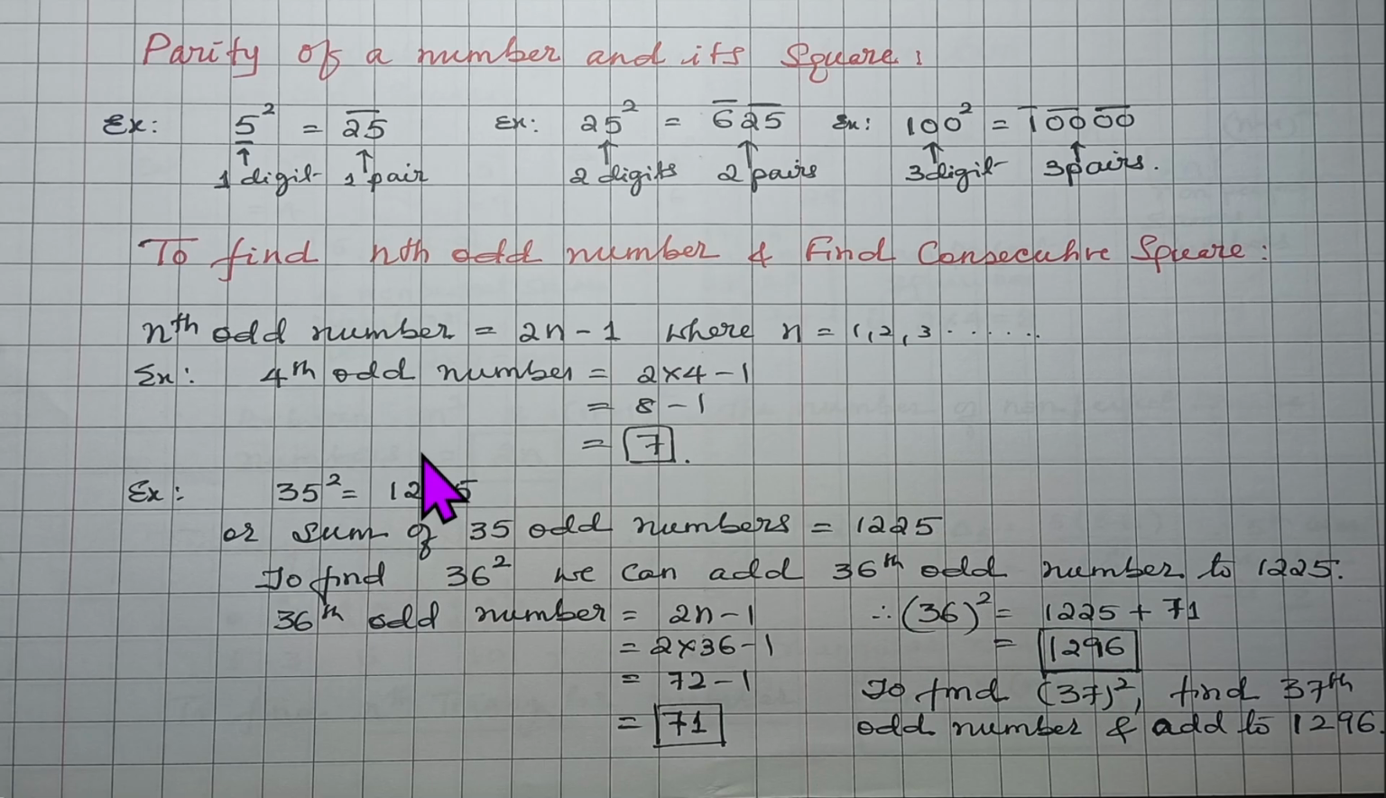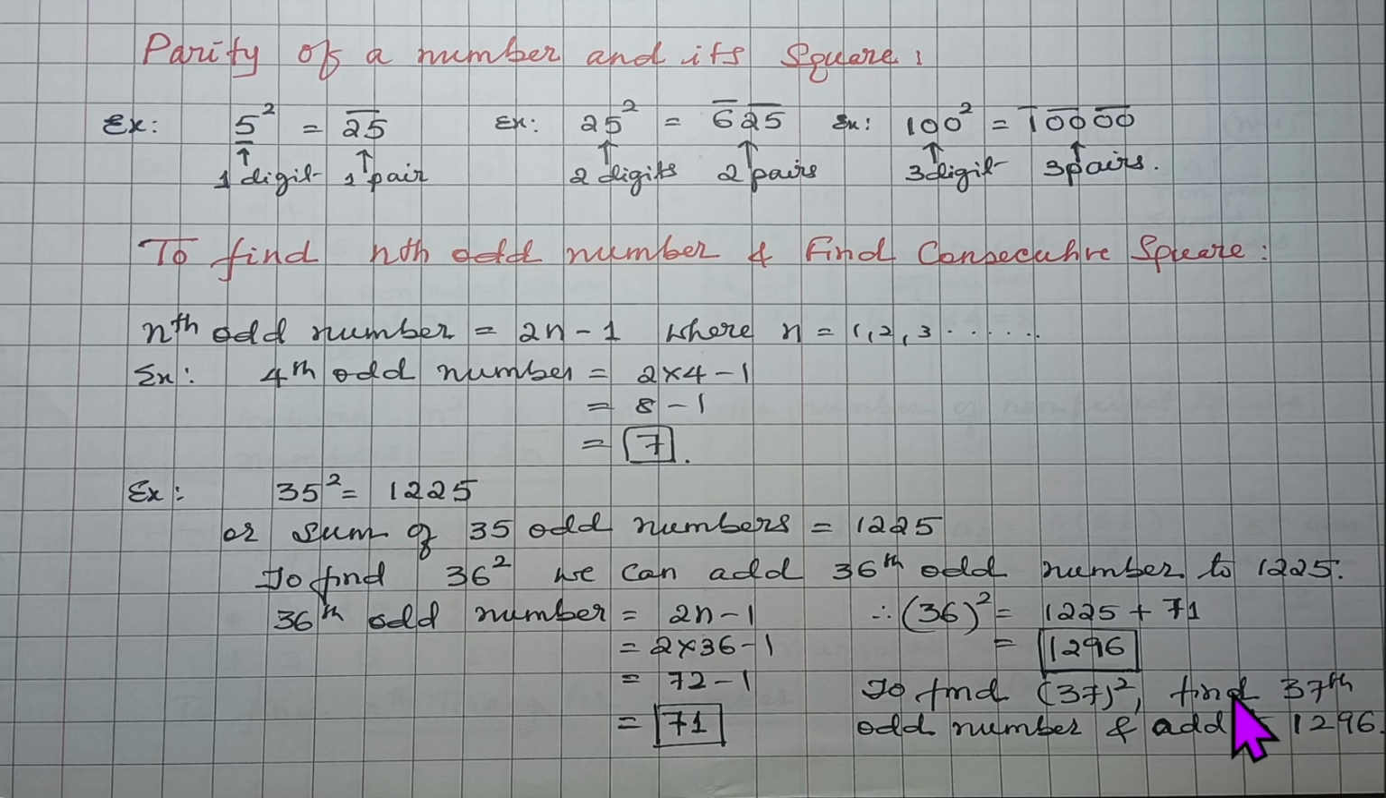So the method is, if you are given the square of any number, then find out the next odd number by just using the formula 2n minus 1, and then add to that 35 square. We will get the number that is the square of the next number, that is the consecutive square. Now to find 37 square, for example, then find out the 37th odd number.